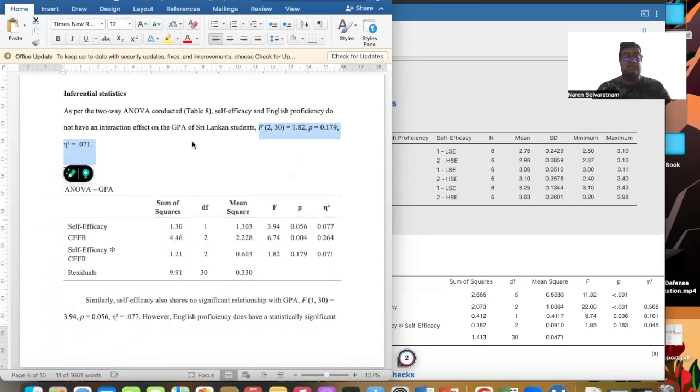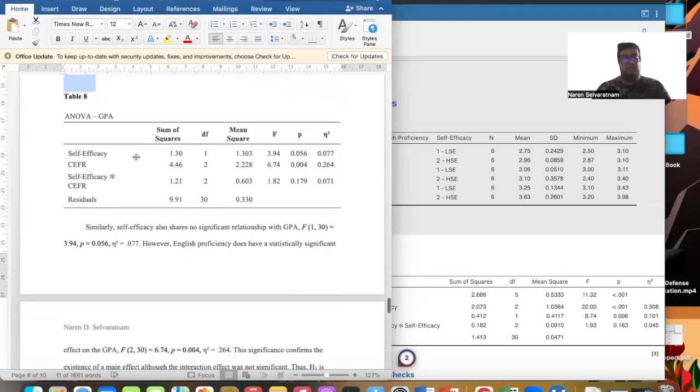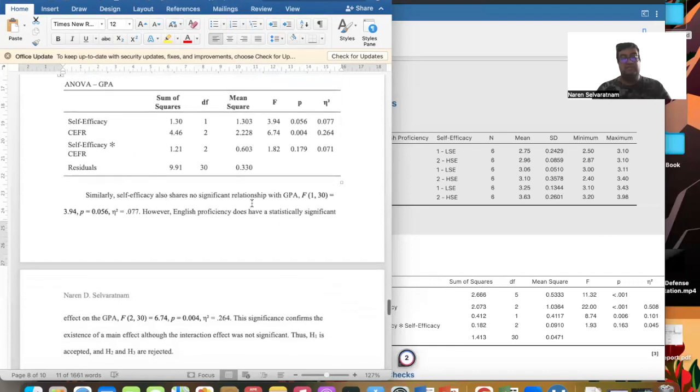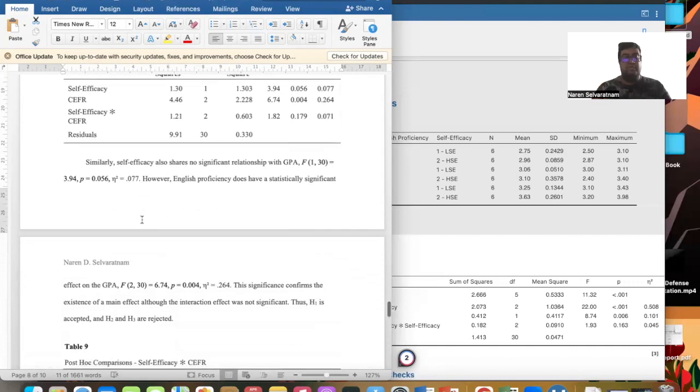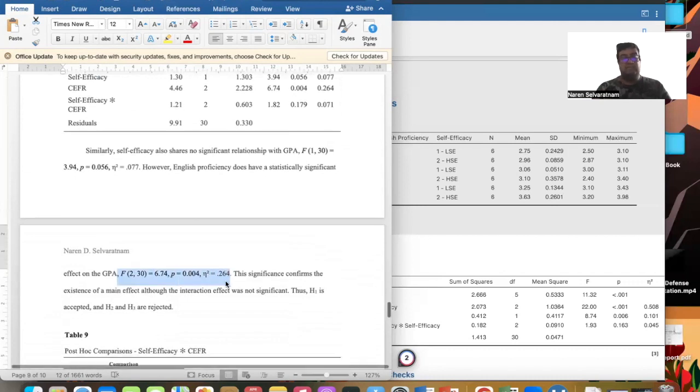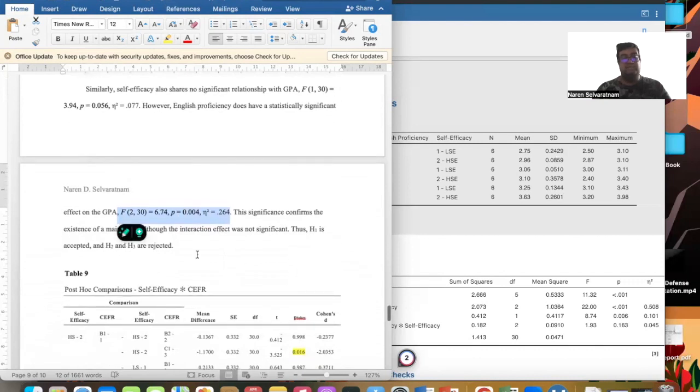So here, I haven't given the overall model, but I have said that self-efficacy and English proficiency do not have an interaction effect, so that I have given here. And you can see the effect size is also very low. Similarly, self-efficacy also shares no significant relationship with GPA. Now, this is based on a different data set. However, English proficiency does have a significant effect that I have given here. This significance confirms the existence of a main effect, although the interaction effect was not significant, thus H1 is accepted.